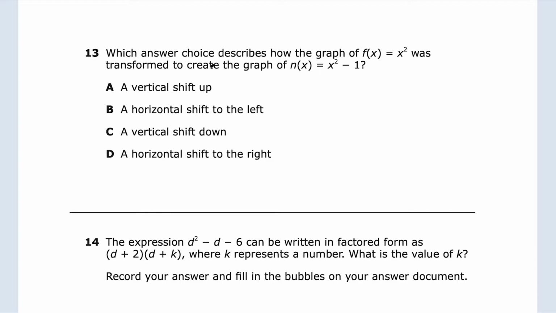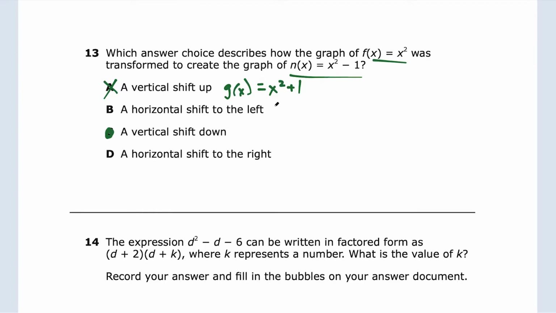Question 13, which answer choice describes how the graph of f of x equals x squared was transformed to create the graph of n of x is x squared minus 1? Now, I know right away, if I put the minus 1 after the function, that's going to shift it 1 unit down. So a vertical shift down would be our correct answer choice. If I wanted a vertical shift up, let's say I write the new function, I'll call it g of x, that would be something like x squared plus 1. So that's why I know A is no good.